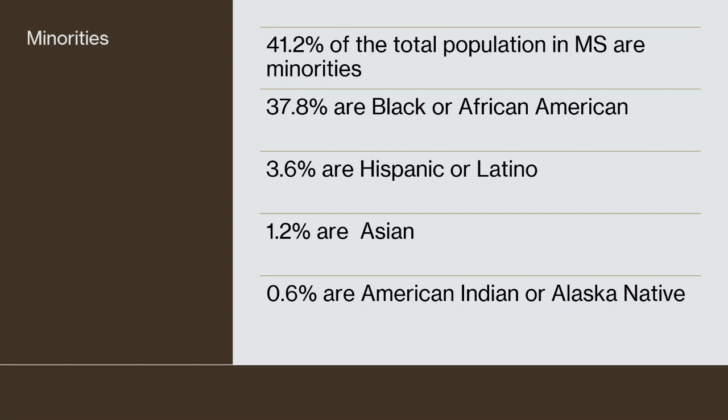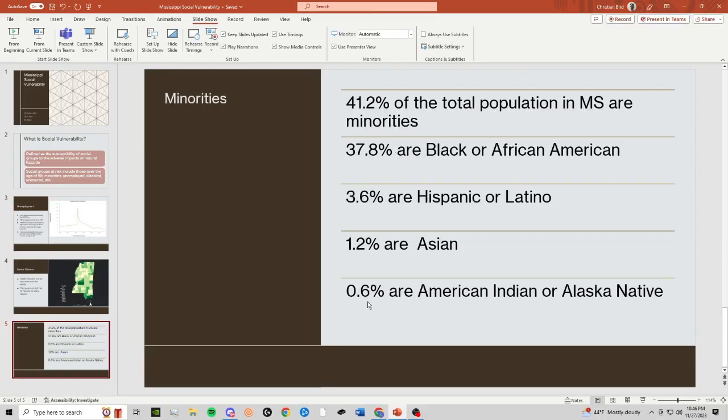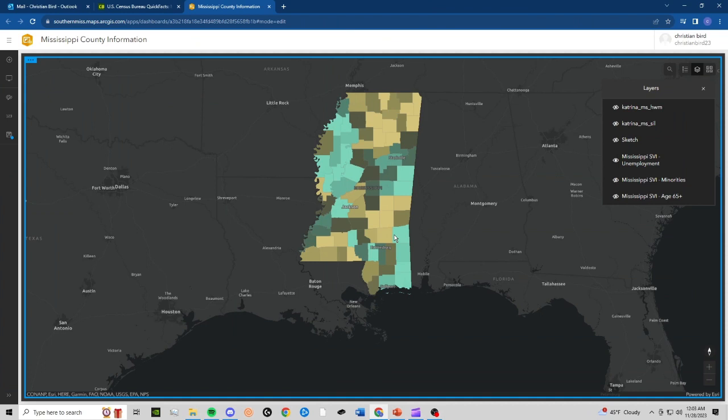So let's head towards our dashboard. Hello, everybody, and this is my Mississippi County Information Dashboard. I have some social vulnerability information on here as well. There are 84 counties in the state of Mississippi, and these maps showcase the levels of social vulnerability respective to their populations within their own counties.